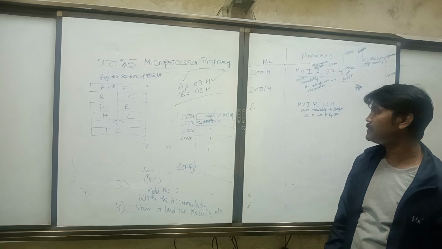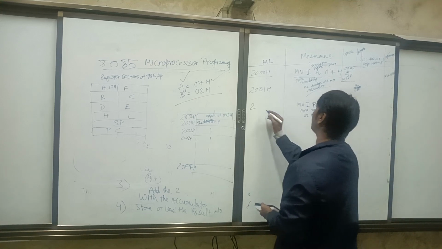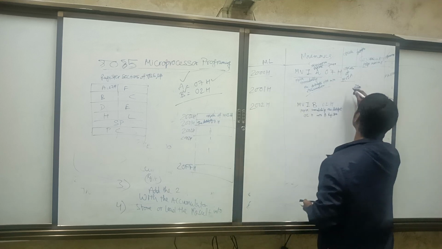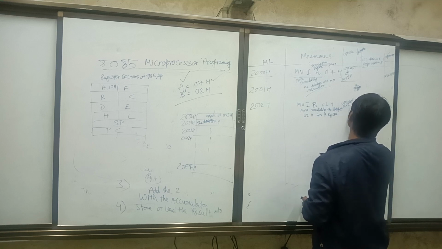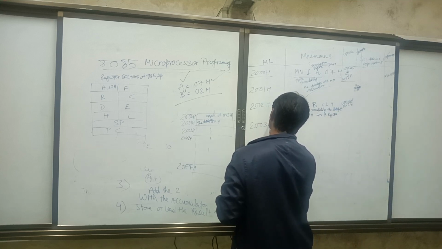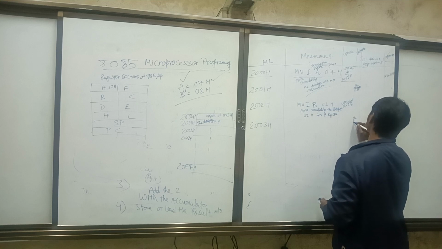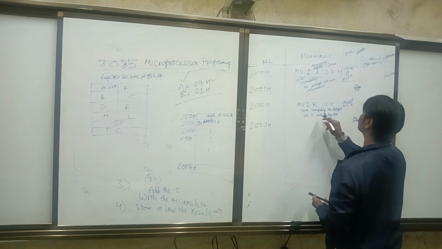Into B register, right? So for this, again the next memory location will be 2002H. In this 2002H, what will you get? The opcode of MVI B. And in the next memory location 2003H, what will you get? The data byte, that is your 02H.